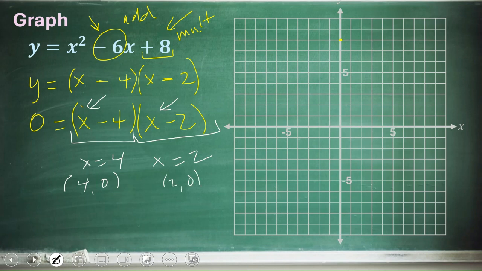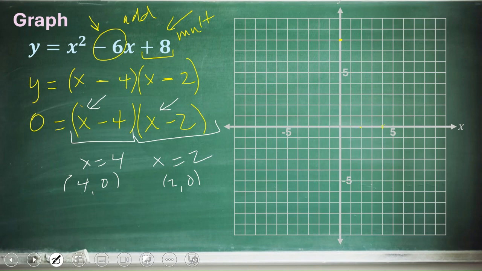So I'm going to go ahead and plot those. I'm going to plot that right there and right here. Okay, so those are my two points. I'm not doing a very good job of plotting these. Okay, now the last thing we need to do is find the vertex.